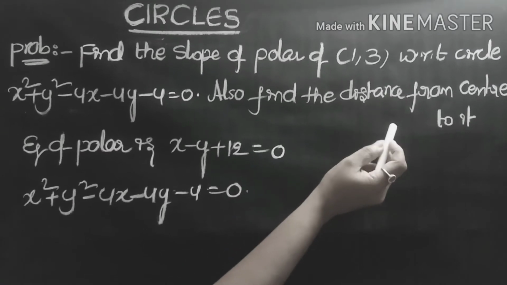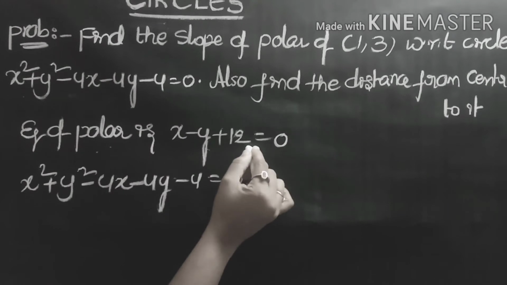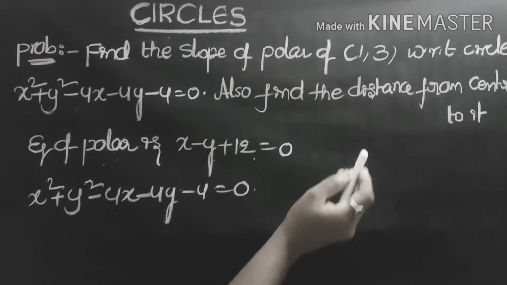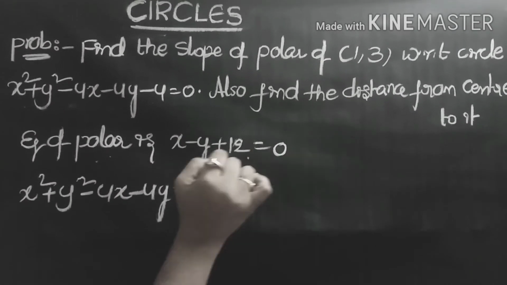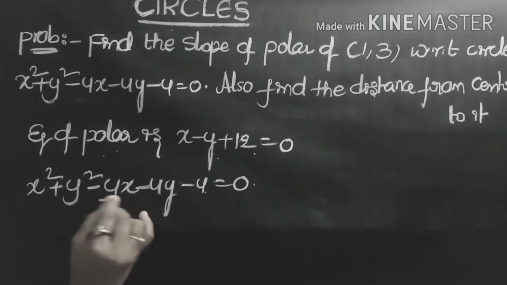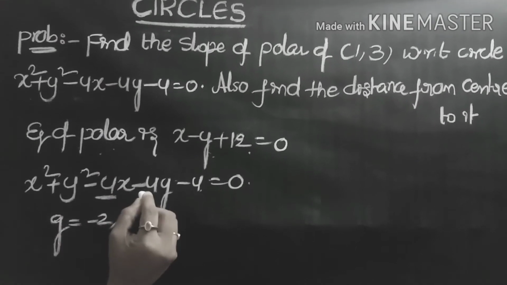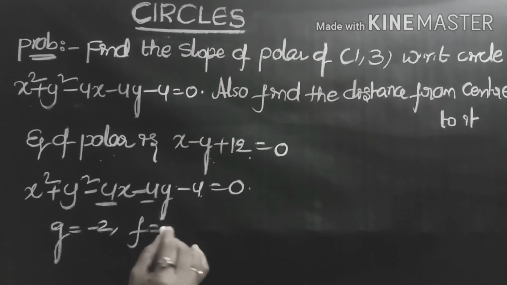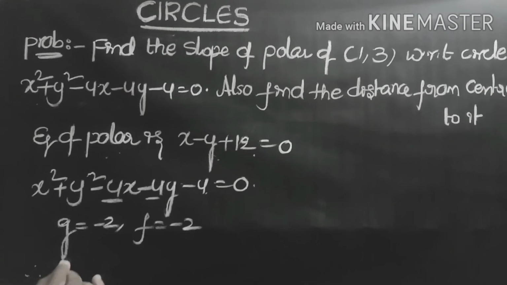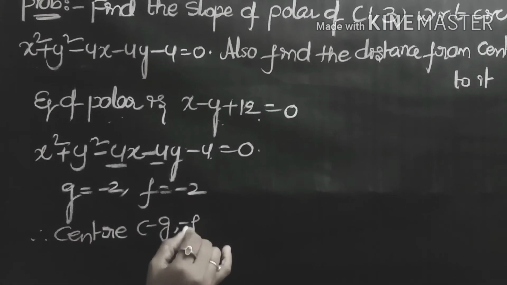Also find the distance from center to it, from center to the polar. So equation of polar is x minus y plus 12 is equal to 0. Now we want to find the distance from center to this line. So for that first we take the center of this circle. So here 2g is equal to minus 4, then g is equal to minus 2. 2f is equal to minus 4, then f is equal to minus 2. Therefore center is equal to (minus g, minus f), that is (2, 2).